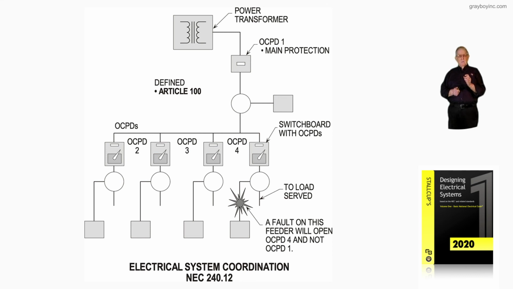Now, this figure 9-19 is illustrating we should localize the fault, where if we tripped a main, it would knock the whole system out, the whole feeder, and that's what this illustration is showing in accordance with 240.12.